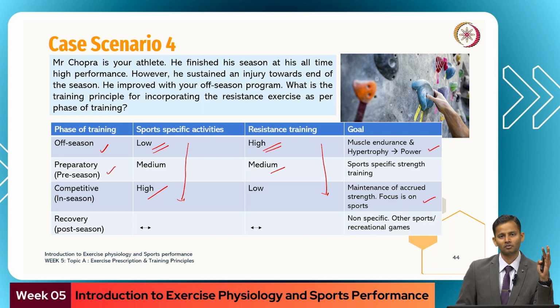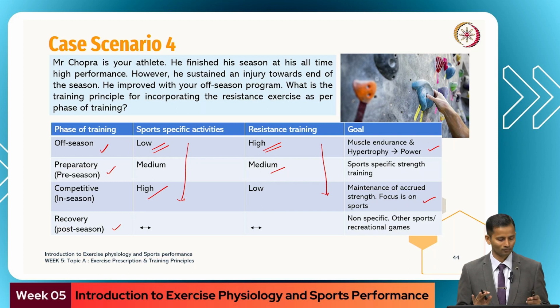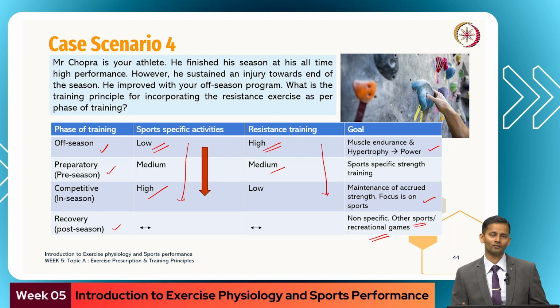Then when the individual has completed the season, gone into recovery stage, you have kept both the sport specific and resistance training to a variable level, and you just wanted to maintain the training effect. So you can involve the individual in specific other sports just to have a difference in the kind of mental fatigue as well. So you can involve the individual in recreational games which are not specific to the particular sports. So you have incorporated the principle of progressive overload as well as you progress the season.